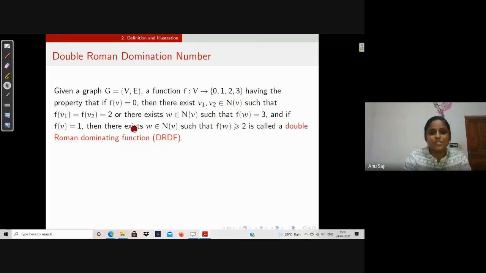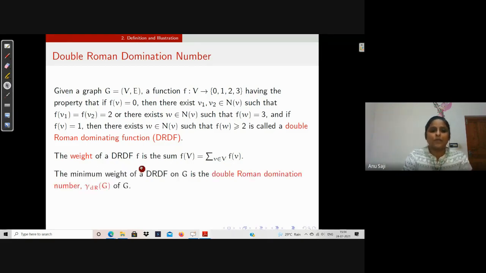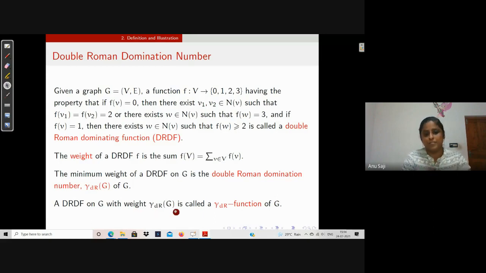Such a function is called a double Roman dominating function, in short, DRDF. As in the case of Roman domination, we are interested in a DRDF with minimum weight. The sum of the values of the vertices is known as the weight of a DRDF, and the minimum weight of a DRDF is called the double Roman domination number, which is denoted by gamma_DR(G), and a DRDF with the minimum weight is called a gamma_DR function.